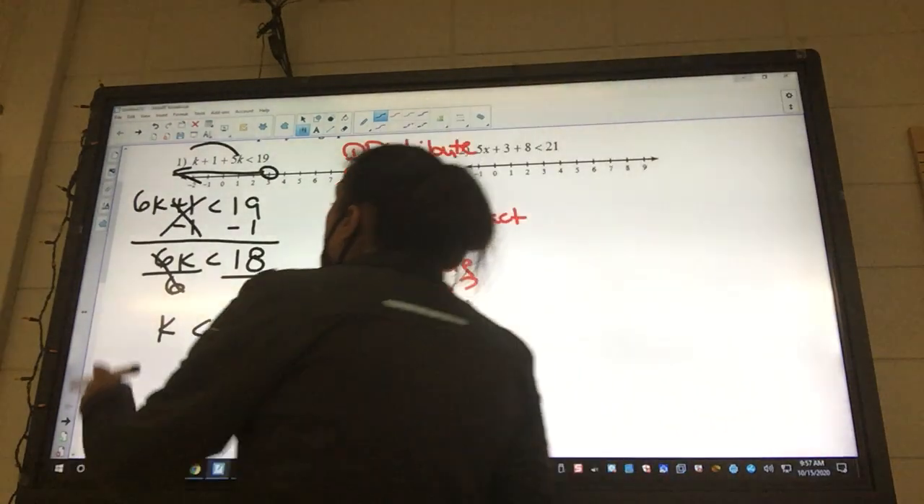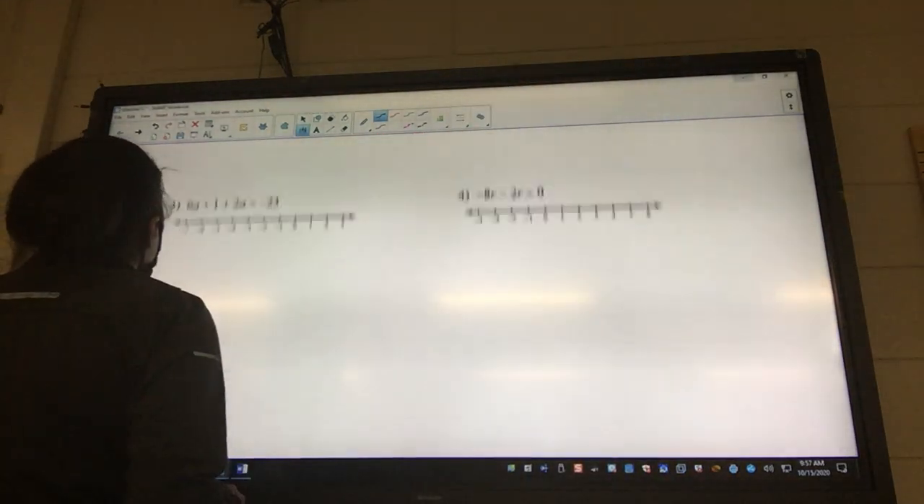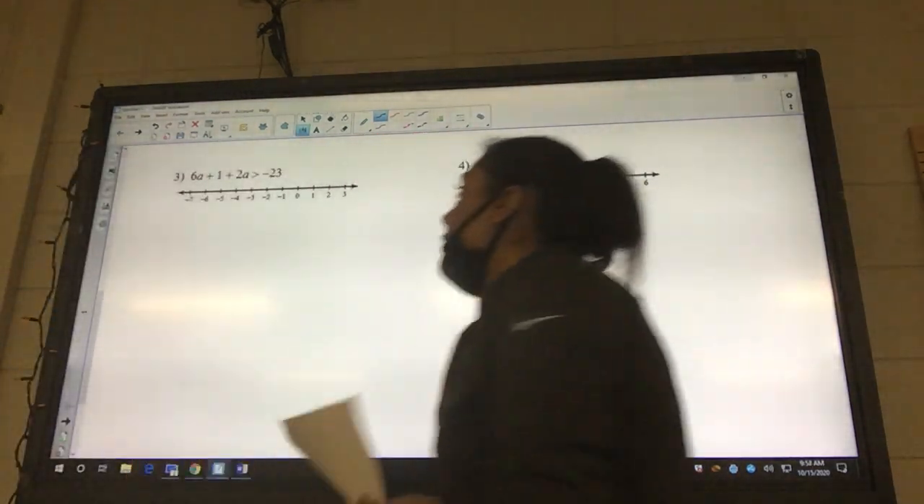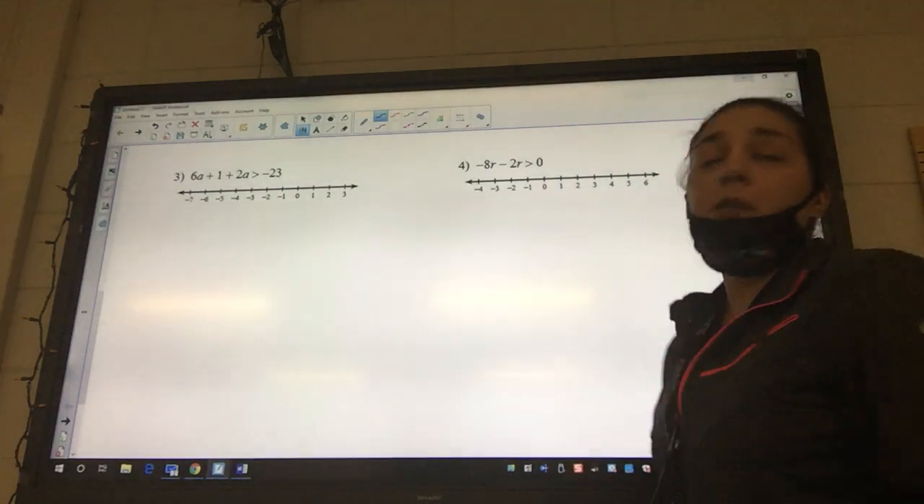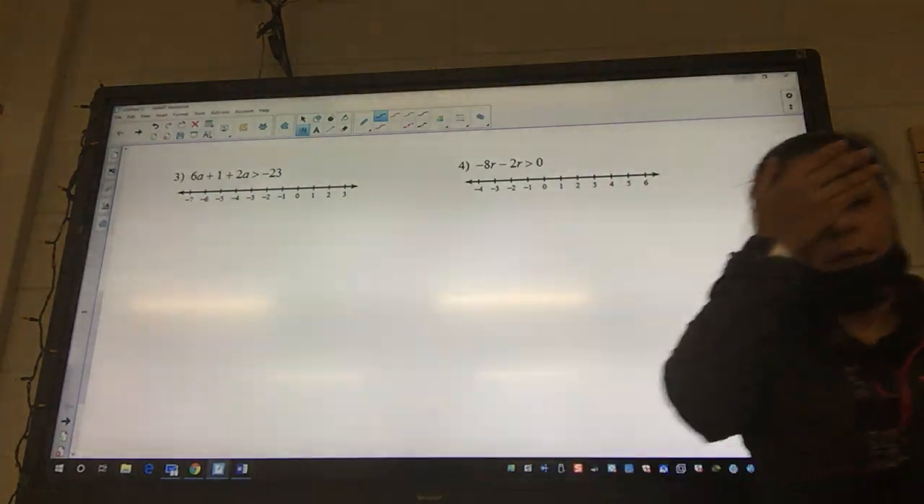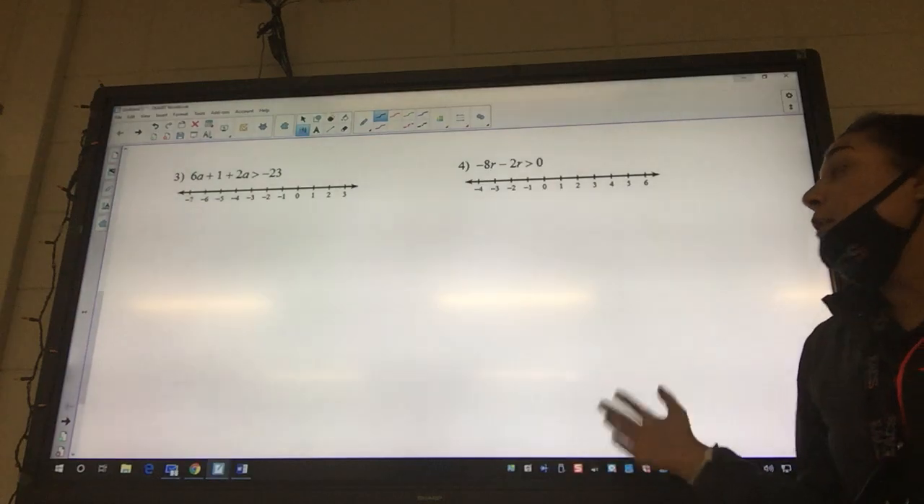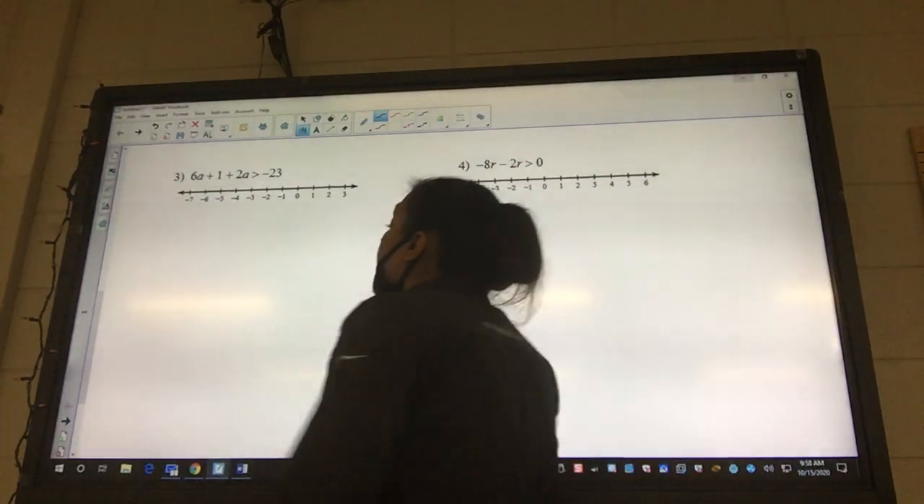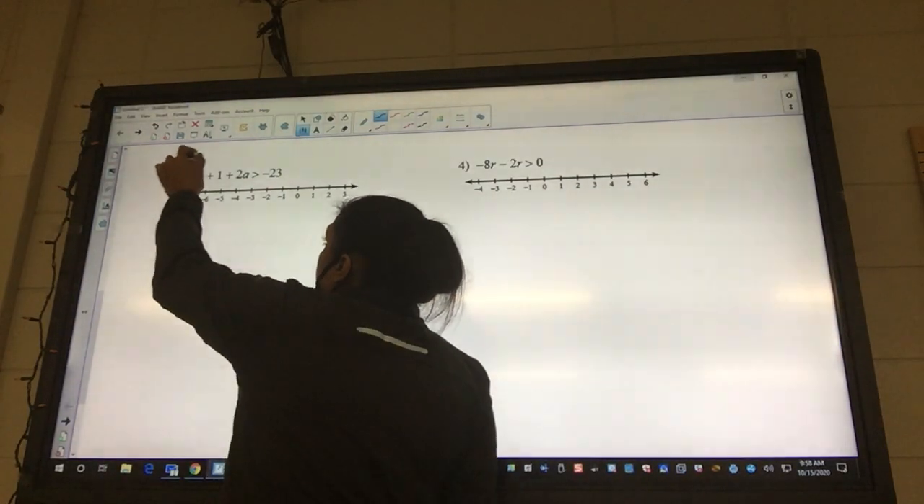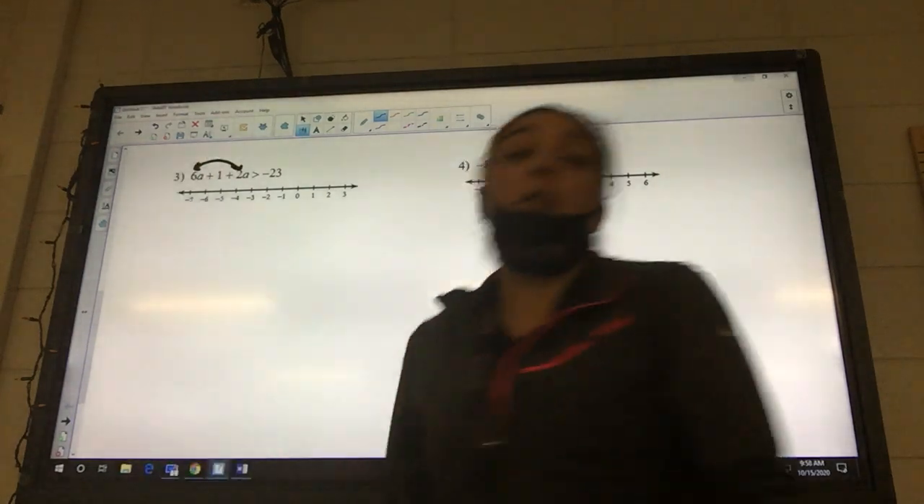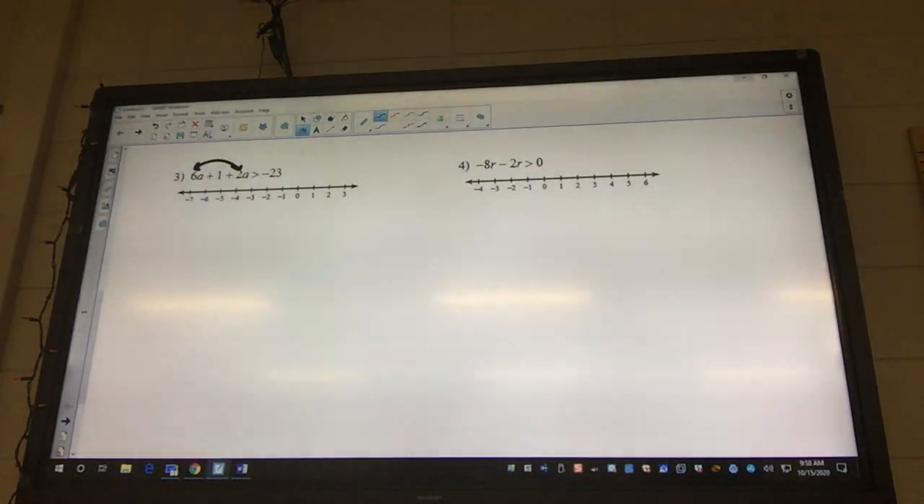So if we look at number 3, do we distribute? No. Okay, so now our next step is going to be combine like terms. So I can put this 6 and this 2 together to give me an 8A.